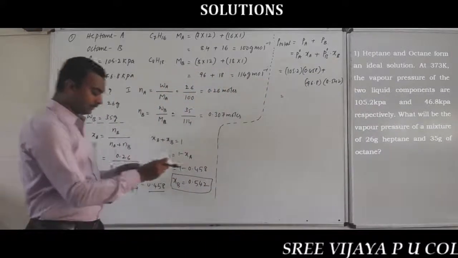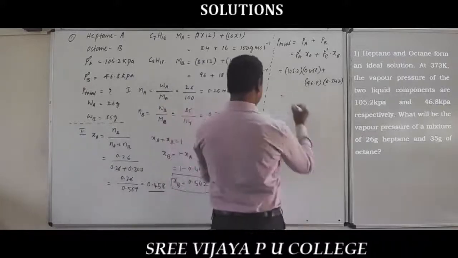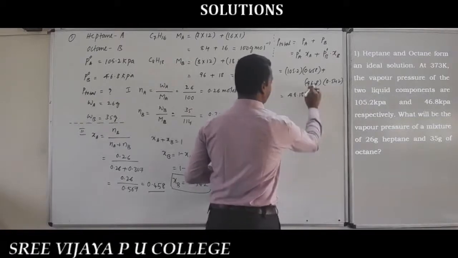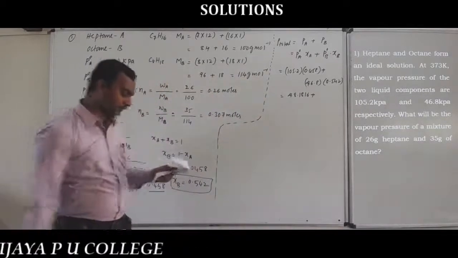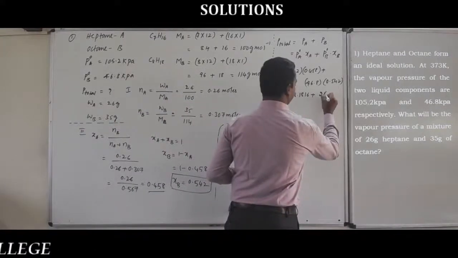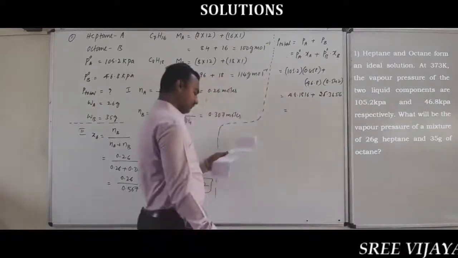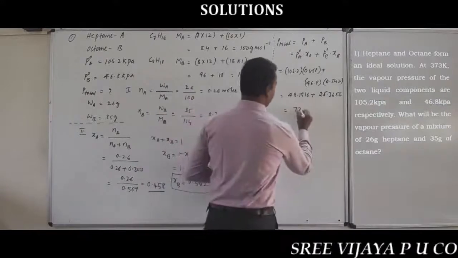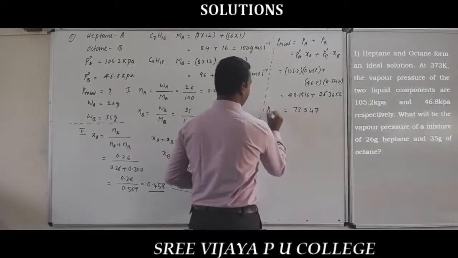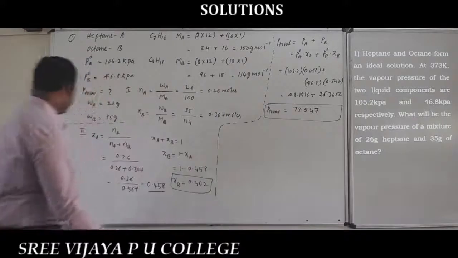So when you simplify this, what do you get? The final total vapor pressure. So we have to multiply 105.2 into 0.458, that is 48.1816, plus 46.8 into 0.542. So that is about 25.3656. So when you add both the numbers, that is 73.547. That is the P total. So what is the unit of P total?